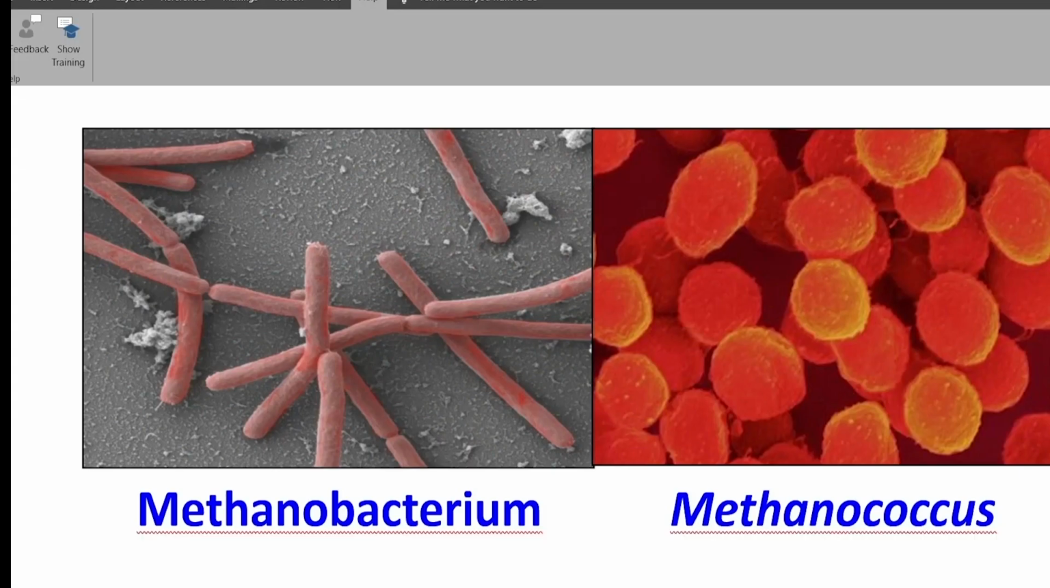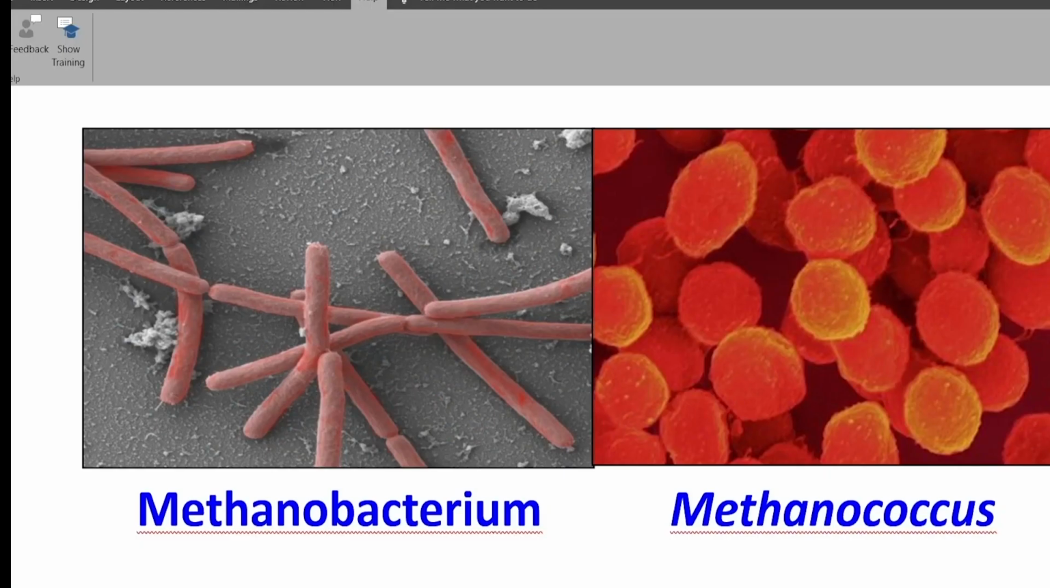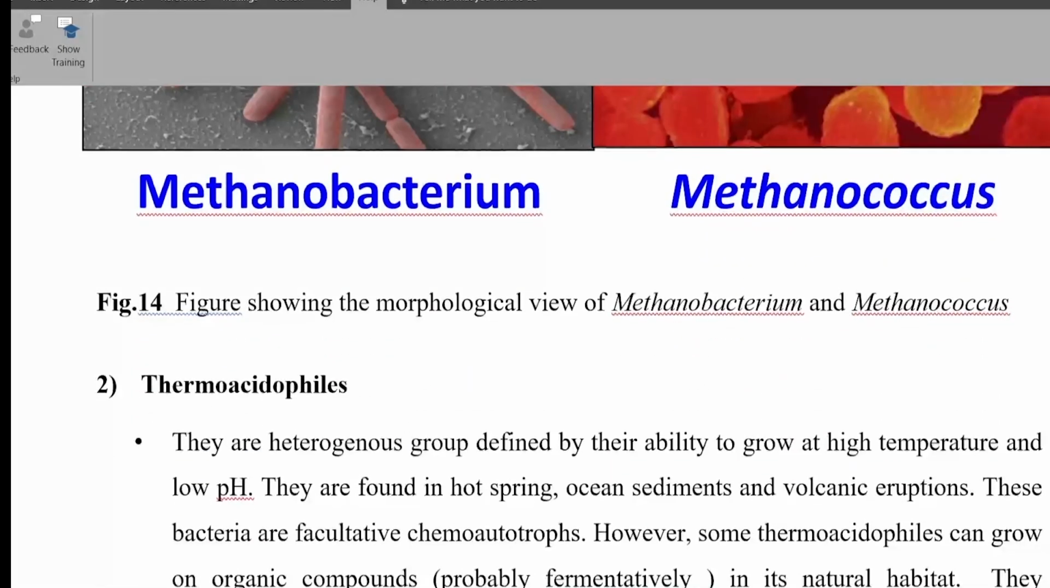As I pointed out, you can see the different morphology of different methanogens. You can see the rod-shaped, clear-cut structure of the methanobacterium. These are electron photographs, and this is a methanococcus, a very spherical structure. This figure shows the morphological view of methanobacterium and methanococcus.